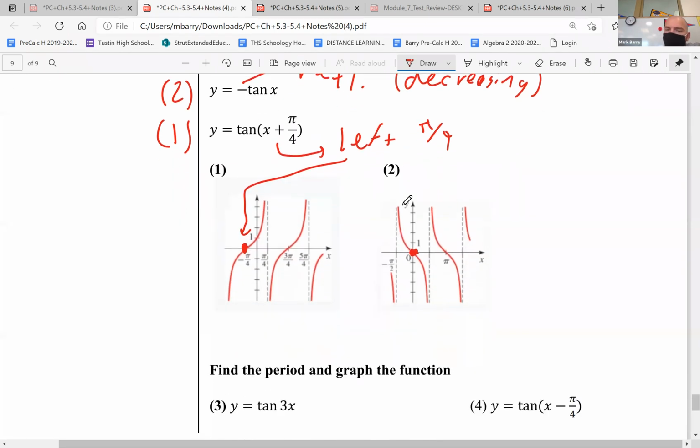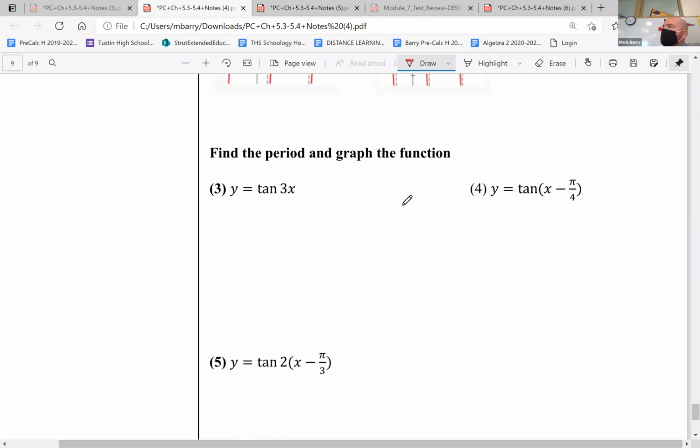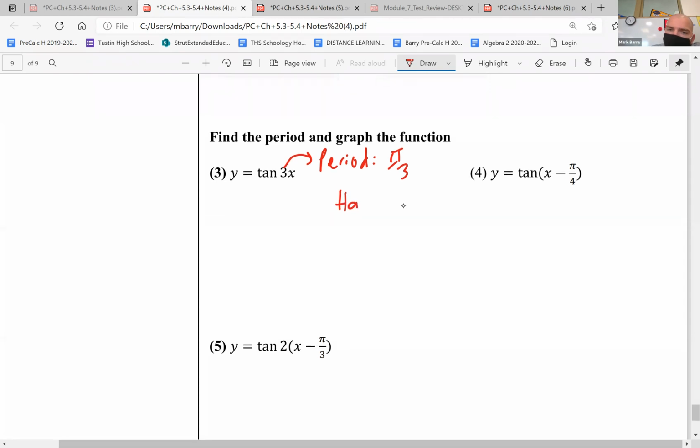All right, so now let's graph a couple on our own here. And then we'll be done. Okay, so number 3, looks like we have a period change here. So the period is going to be pi over 3. I'm going to identify the half period again. So I said you can go ahead and just double the denominator. That's going to be pi over 6.